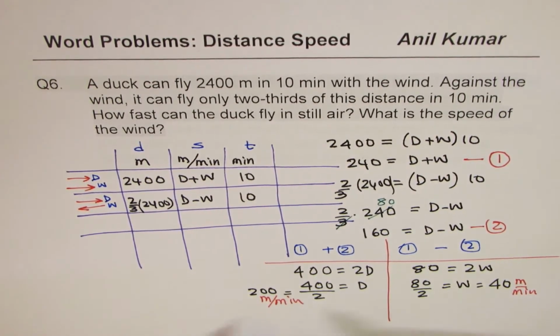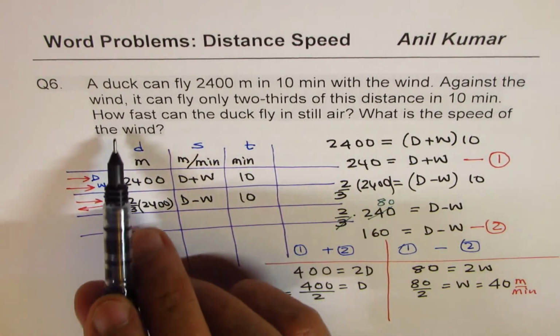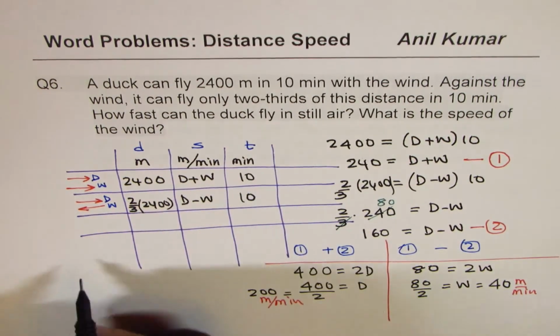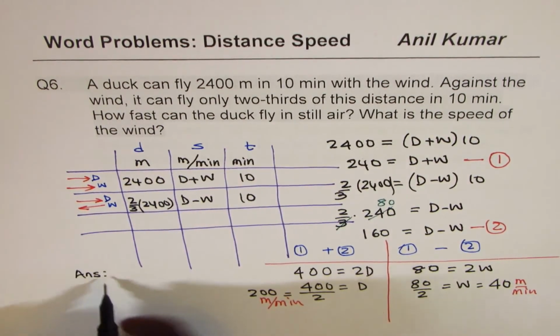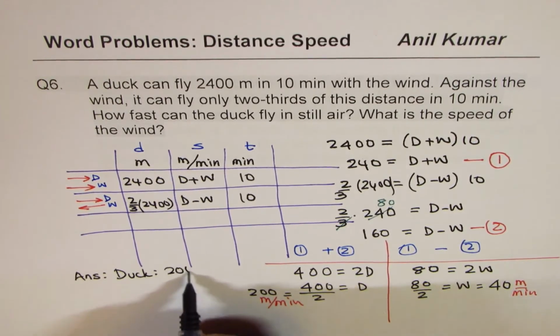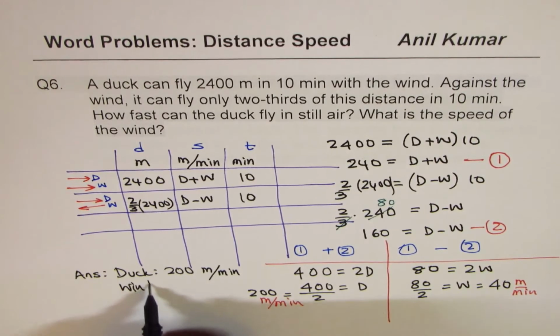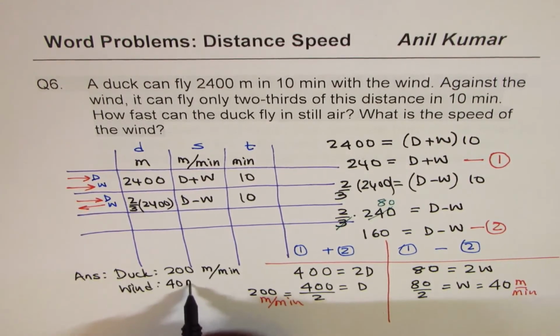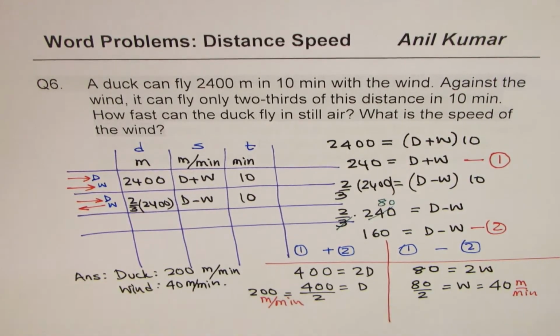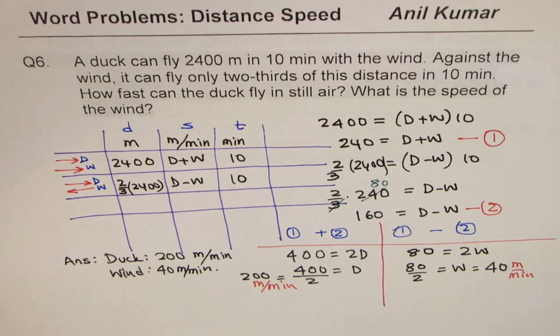Is it okay? So now you should write your answer. What is the speed of the wind and how fast does the duck fly in the air? So our answer is, for the duck, it is 200 meters per minute, and for the wind, it is 40 meters per minute. Perfect. So that is how it should be solved. Now let's move on to question number 7.